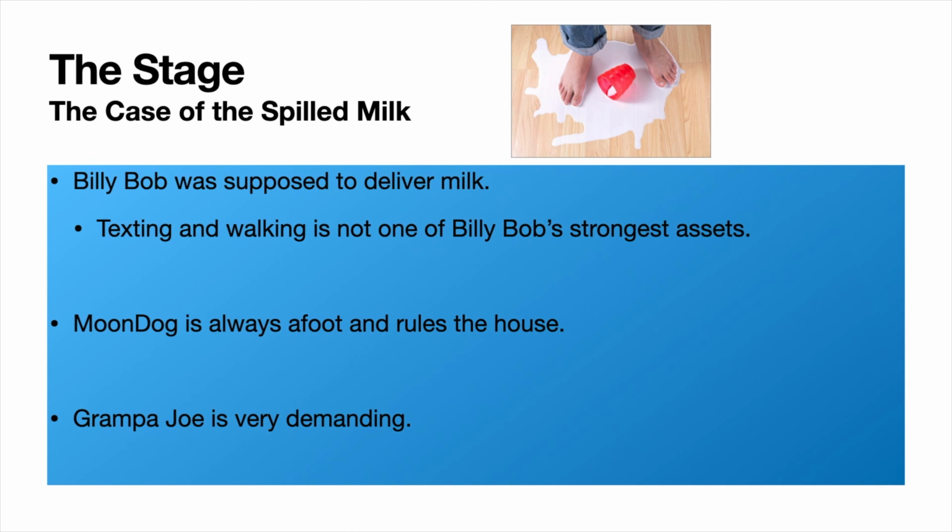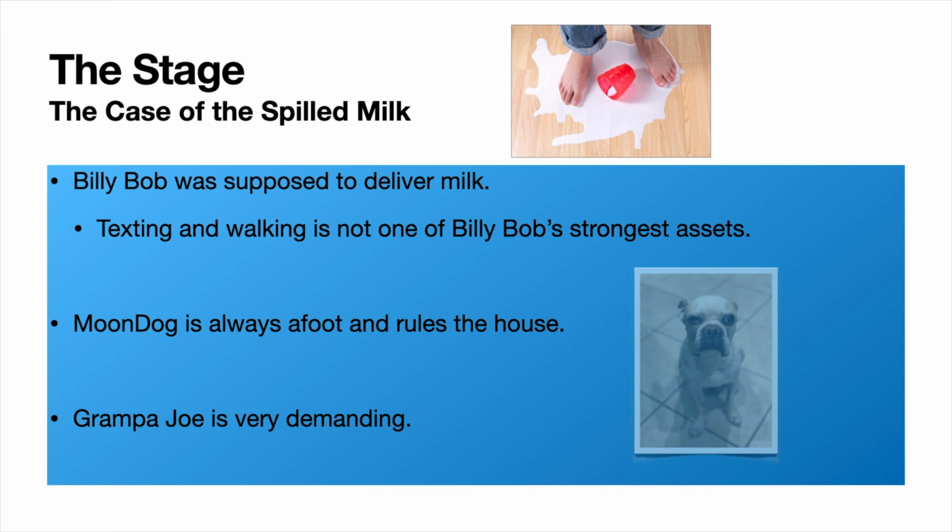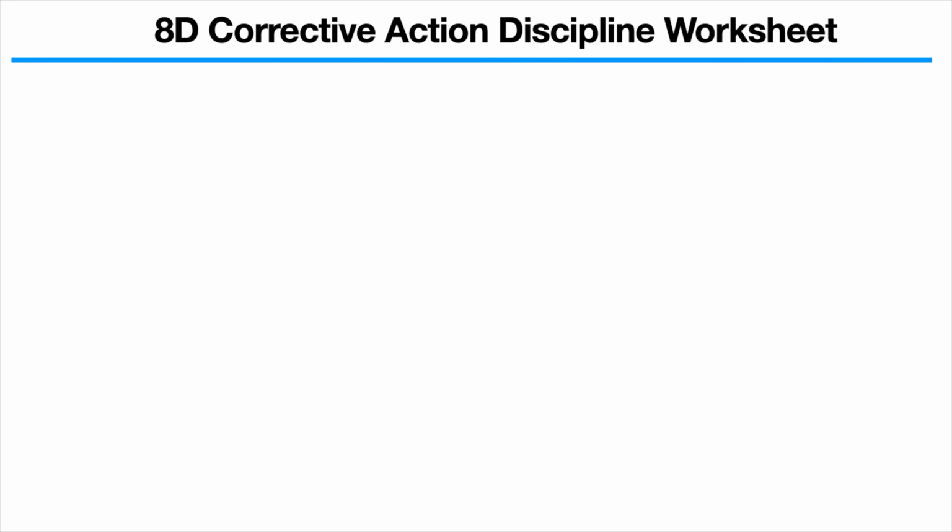So Billy Bob was supposed to deliver a very important cup of milk to Grandpa Joe, but didn't make it. You see, Billy Bob was too interested in texting his buddies while on delivery duty and damaged the cup of milk before making it to his final destination. When interviewed, Billy Bob stated the dog made him do it. Well, now Grandpa Joe is mad and demanding corrective action to make sure the mishap never happens again.